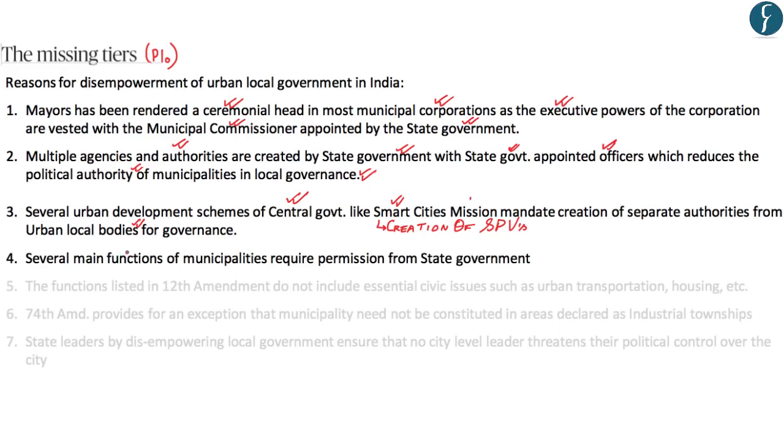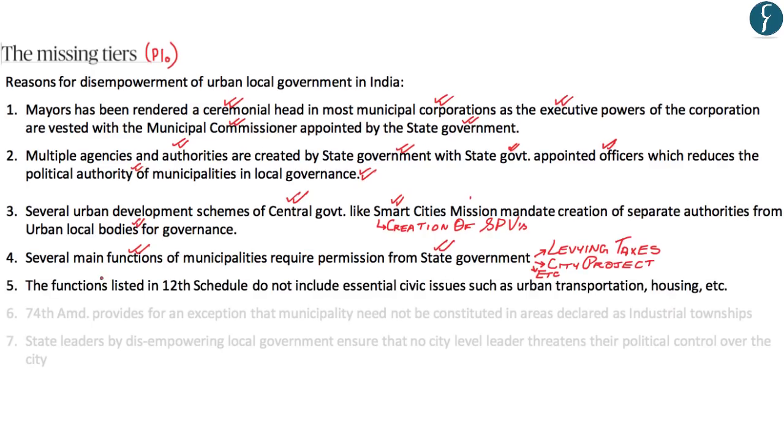Now, the fourth reason highlighted by the author is that several main functions of municipalities require permission from the state government. Functions such as levying taxes, city-based projects, among other functions on which the urban local government should have had autonomy, require permission from the state government. And because of this, it reduces the autonomy, the independence, and the functioning power of urban local bodies.